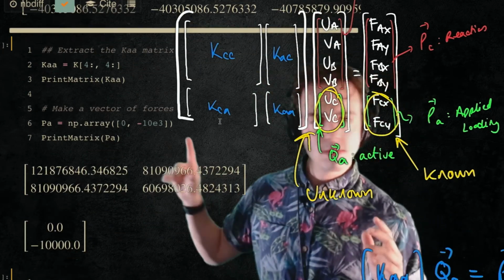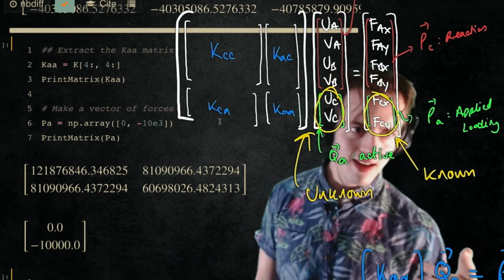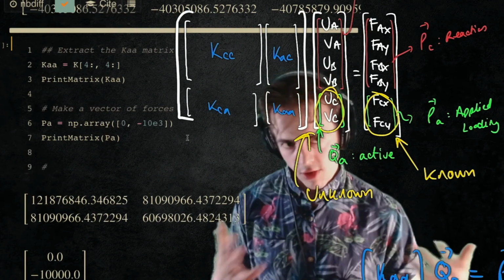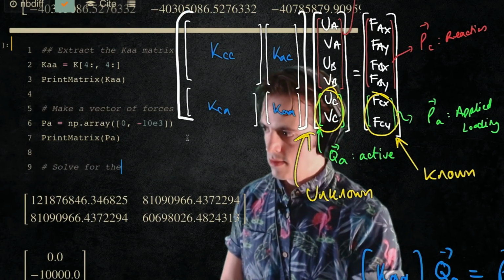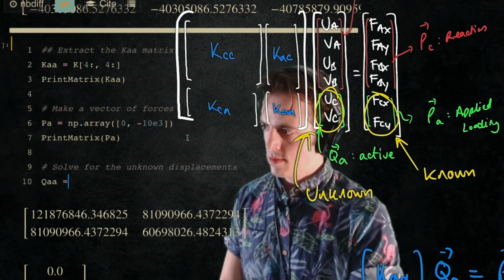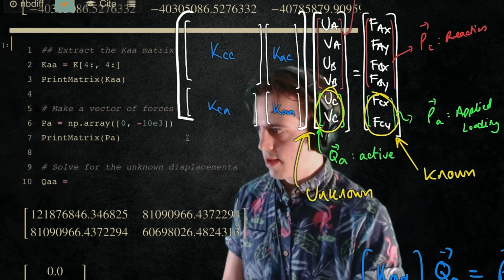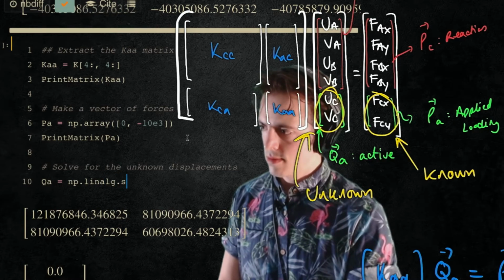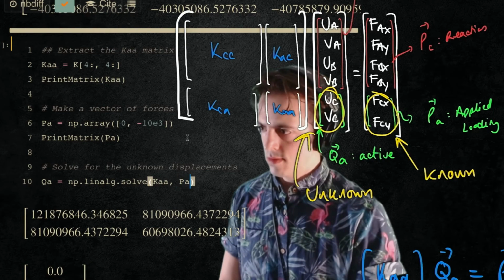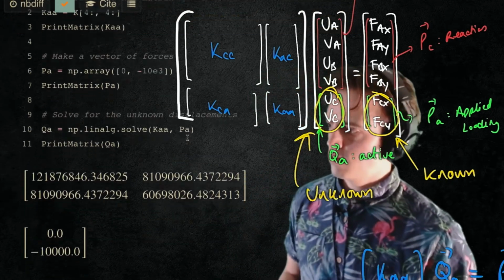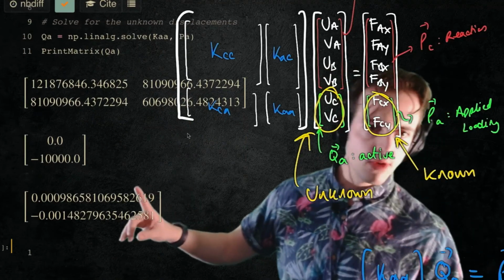Okay, so we've now got it set up in this format, and I'm going to use NumPy's linear algebra solve to solve this. There's lots of different ways we can solve this. I'll show you a few of the different ways. So that's going to be QA, the active displacements, is going to be equal to numpy.linalg.solve. Here we go. So we've now just got these two deflections out.